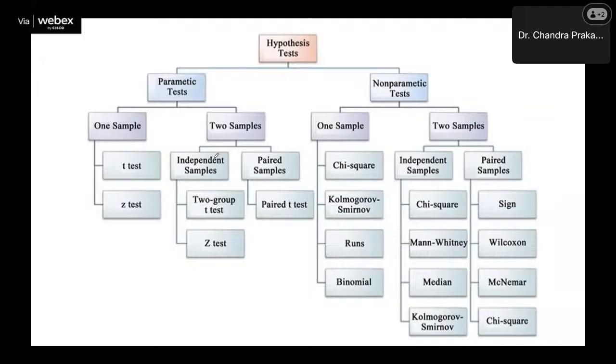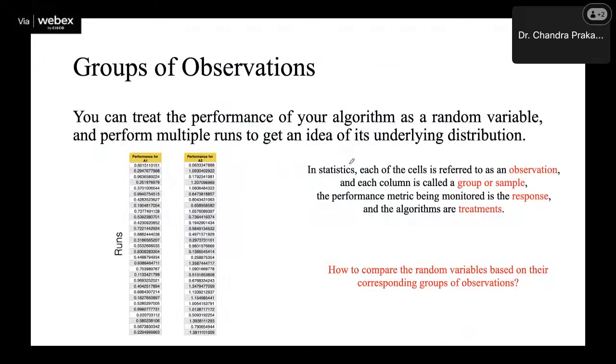Independent samples or paired samples, then two-group test or Z test. We will talk about this. And in the case of non-parametric tests, we have chi-square, in one sample, two samples. Again, we have dependent, independent, and paired samples. In that, we go with the Wilcoxon test or the median test, Mann-Whitney test, chi-squares, and like that.